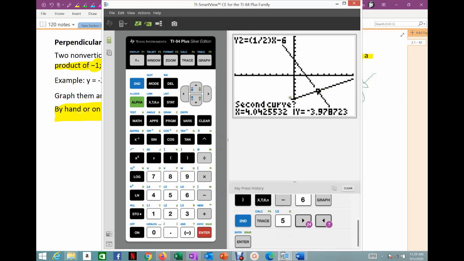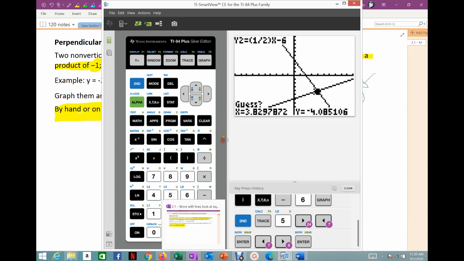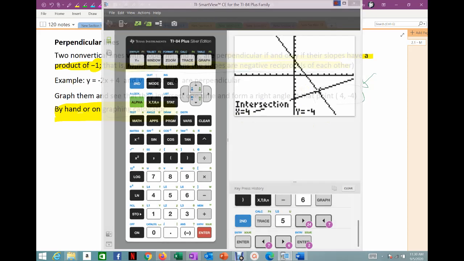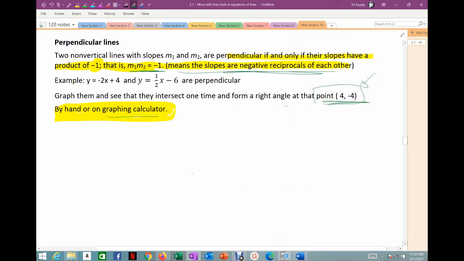And now you're on the second curve, so if you move your cursor back and forth, you should be on the other line, and you are. See, look, I'm on the other line. Usually you don't move it, because you want to keep it at that point where it's pretty close. So as long as it's pretty close, I hit enter again. It asks me to guess, which basically means, can you move the cursor any closer? Usually you're right there, and so I just hit enter a third time. And there it gives me the intersection. Alright, so the two lines intersect at the point 4, -4, just like I said over here.